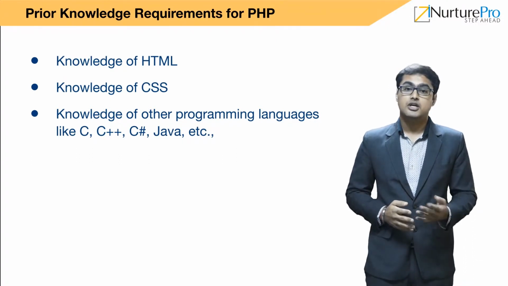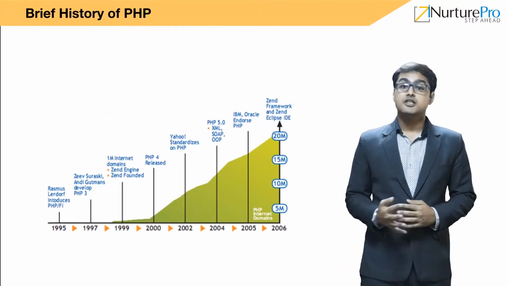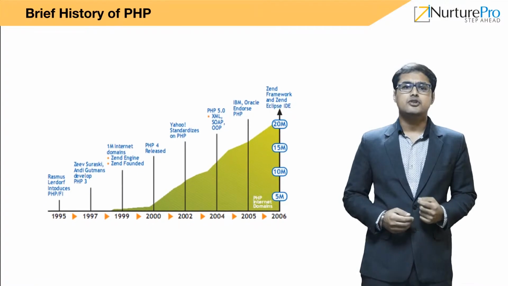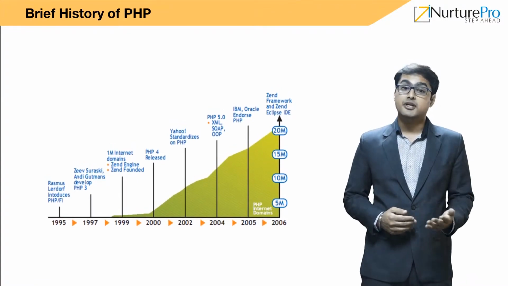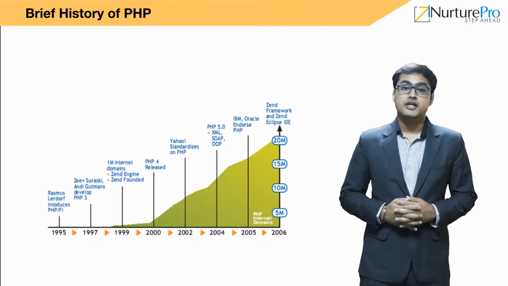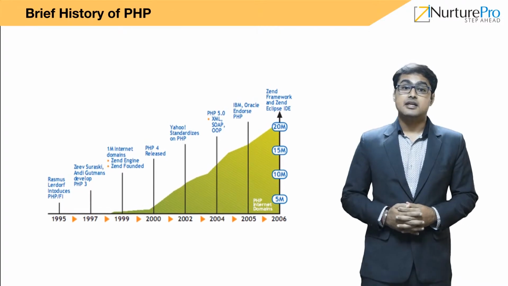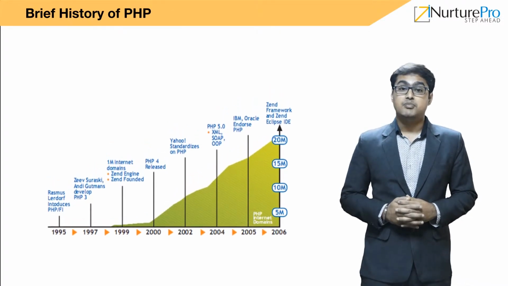Let's look at the history of PHP. In 1994, Rasmus Lerdorf developed certain tools for the maintenance of his personal homepage and called it PHP, Personal Homepage Tools. He combined these tools with a form interpreter called FI, some database support, and released it in 1995 with the name PHP FI.